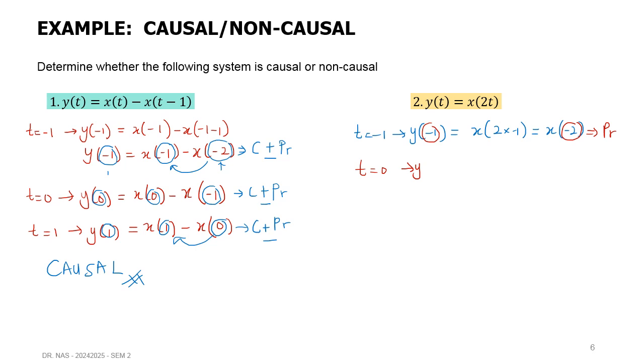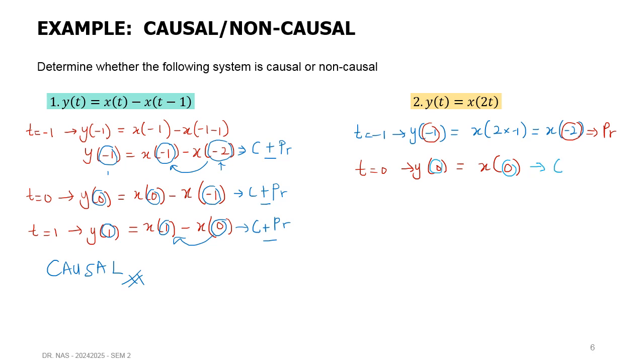Next, try with t equal to 0. So you get y(0) equal to x(0). Okay, so you have current state 0 and 0. So in this case, you have only the current state.